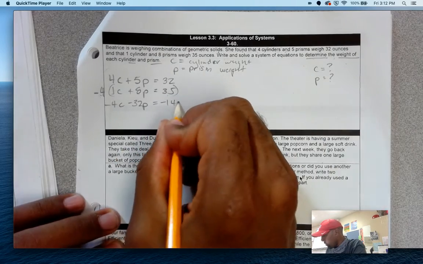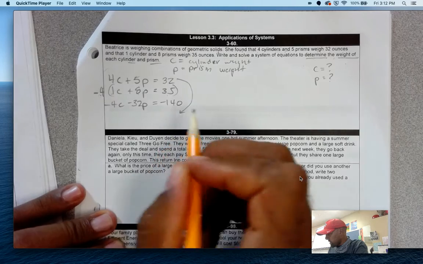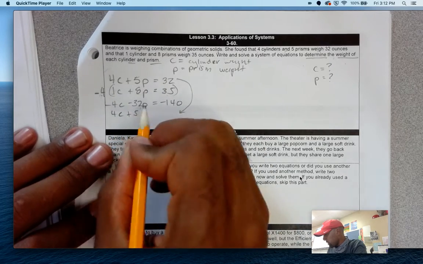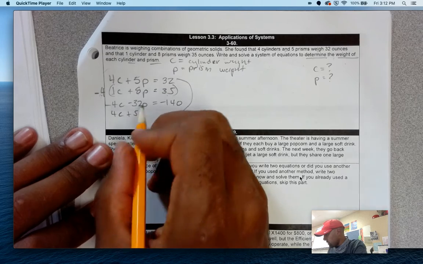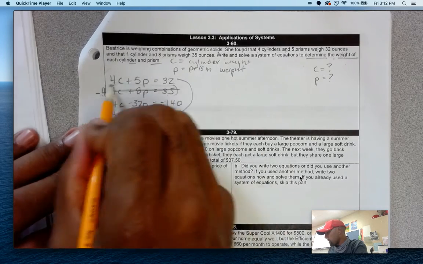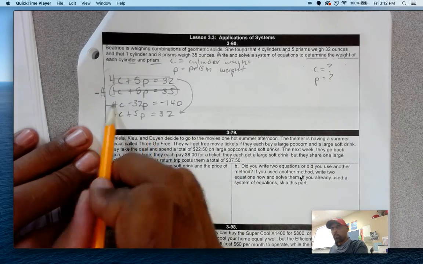140, so -140. And what I'm going to do is just bring this other equation down here just so it's easier to see and work with. Because when I have 3 equations on top of each other, it's kind of confusing. So I'm just going to bring this one down. So I'm kind of done with these, and now we're just working with these here.